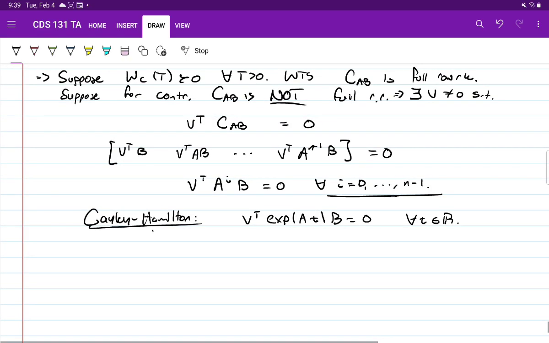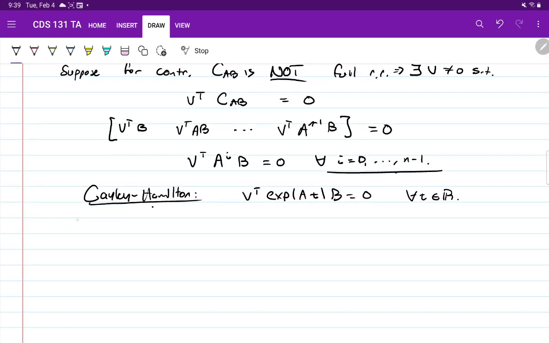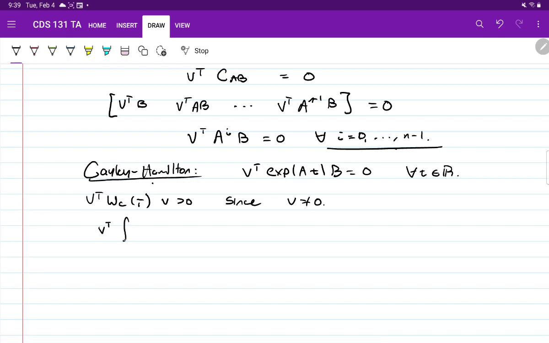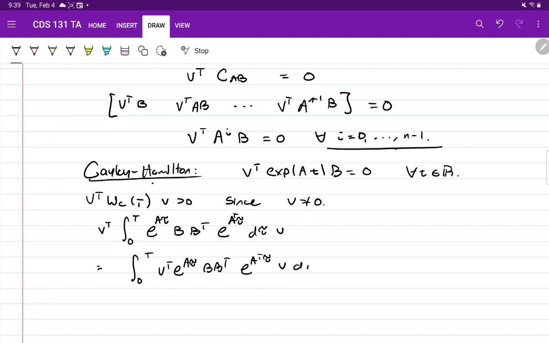Well, we assumed that our controllability Gramian is positive definite. All right? So what this means is that we should have v transpose W_C(t) v greater than 0, since v is a non-zero vector, right? But if we multiply this out, what do we get? v transpose, integral from 0 to t of e to the A tau, B B transpose e to the A transpose tau, d tau, times v, which is the integral from 0 to t of v transpose e to the A tau B B transpose e to the A transpose tau v d tau.